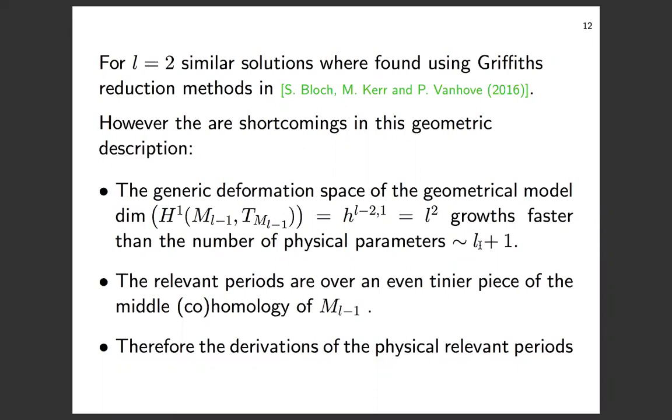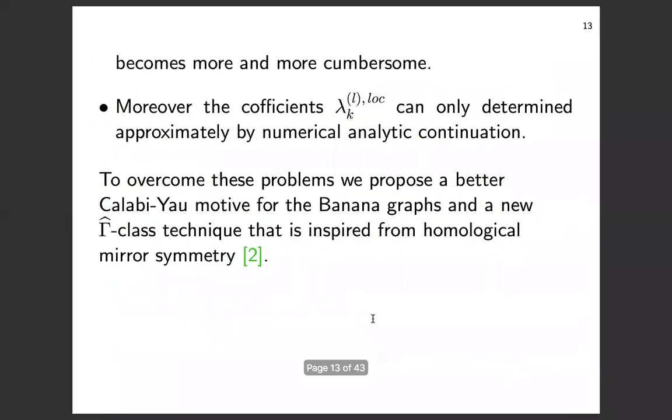And if you then want to construct all the solutions in the middle cohomology, then it becomes even worse, because the middle cohomology will become very big, and you need only a tiny subspace in order to describe this Feynman diagram. And then these coefficients lambda naught, these local coefficients, can only be determined approximately by numerical analytic continuation. So basically what you do is you take them somewhere, you go to the next point, the next singularity, and you calculate them in the overlap, and then you do numerical analytic continuation. That is very cumbersome. But we will give a better description where also this phi log are related to zeta values, which come from this gamma class.